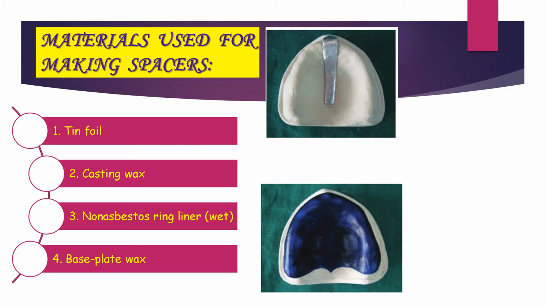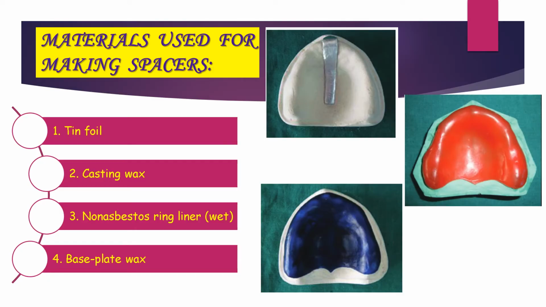Next is non-asbestos ring liner or wet ring liner. Shellac is used for custom tray fabrication. Next one is the base plate wax. It is used as a spacer mostly when acrylic resin is used for custom tray fabrication. So the mostly used material for making spacer is the base plate wax.